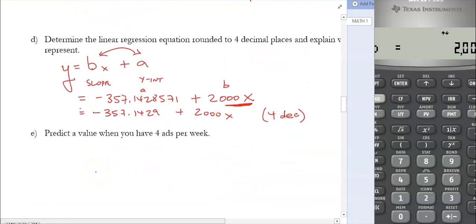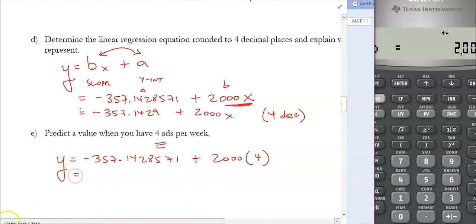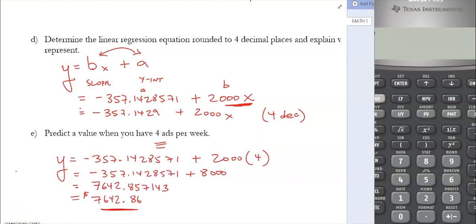Next, what we're going to do is predict a value when you have 4 ads. In other words, let's put in x equal to 4 and see what y becomes. So y is equal to minus 357, I'm going to use the unrounded value because that's what your calculator would do, plus 2,000 times 4. And you can see mathematically this gives you $7,642.86 when we round to 2 decimal places. So let me just put 2 decimal places here. And I'd specify how to best round.